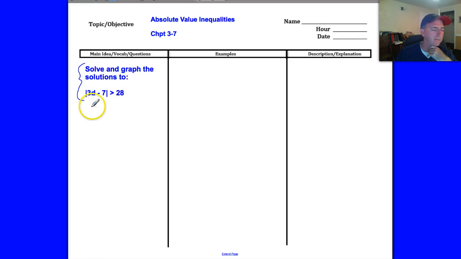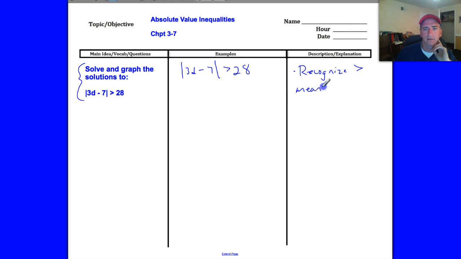Let's try this one right here. Let's say I have the absolute value of 3d minus 7 is greater than 28. So the first thing I want to do is recognize that greater than means it's going to be an or inequality. In other words, somehow you're going to end up with an open circle since you have a greater than, but it's not equal to, and you're going to have it going this way as well.